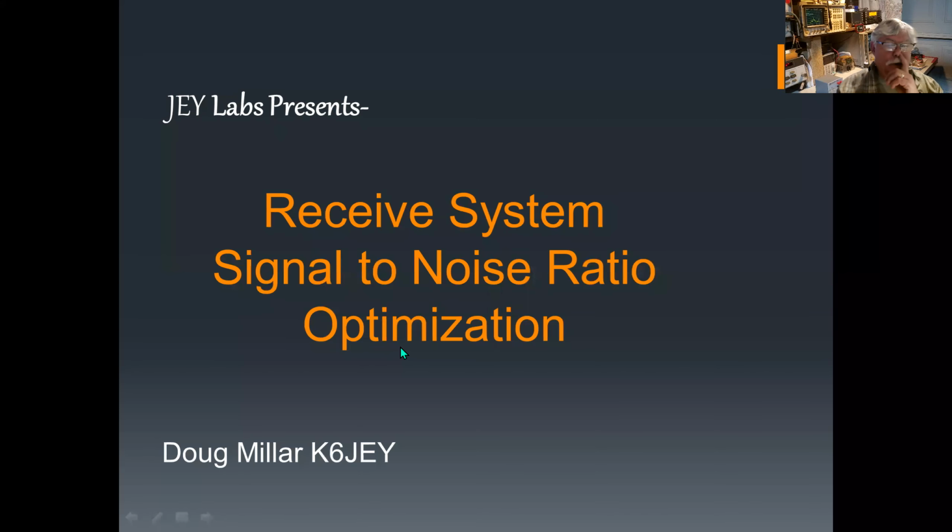Receiver system signal to noise ratio optimization. And really optimization is about signal to noise ratio. In most professional systems, that's what they look at.